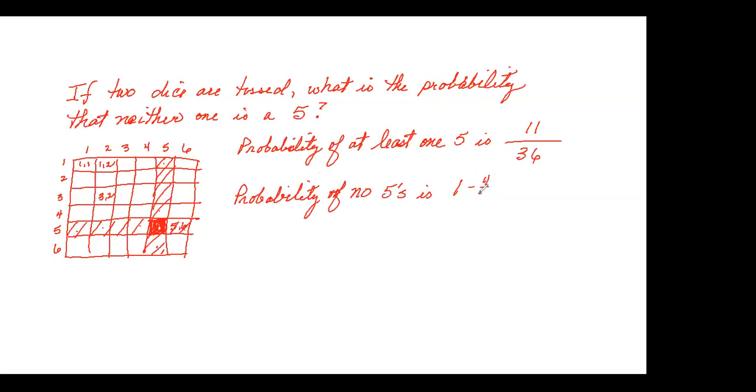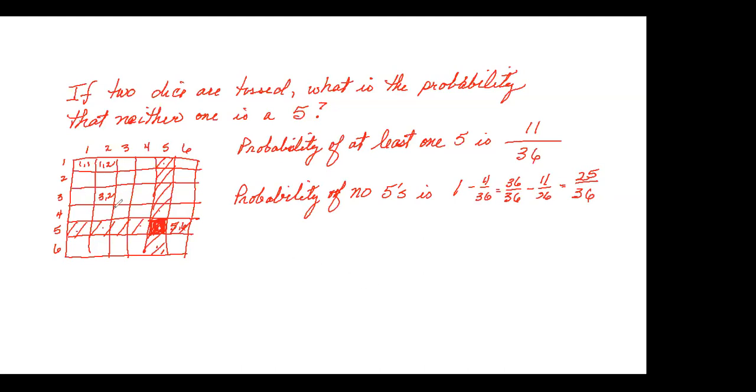So the probability of having no 5s is 1 minus 11 over 36, or 36 minus 11 over 36, which would be 25 over 36.